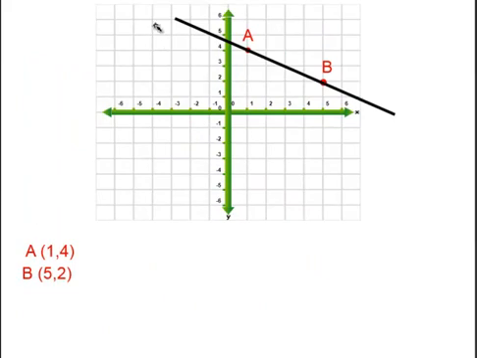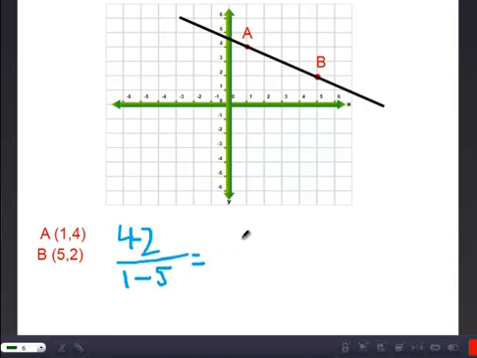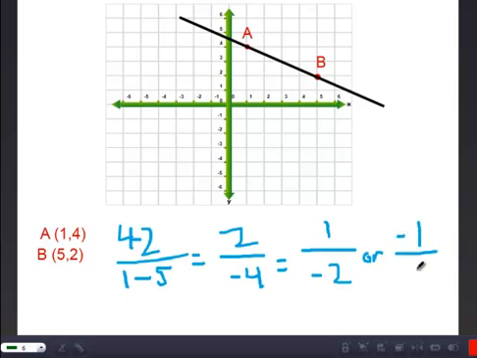In this next example, just by looking at it, you can tell that it is a negative slope, and we would just go about this the same way. So we would look at the rise, so we would do 4 minus 2, how far up or down it went, over the run, 1 minus 5. So 4 minus 2 will give you 2. 1 minus 5 will give you -4. You can simplify this if you would like to: 1 over -2, or the same upside down, -1 over 2.